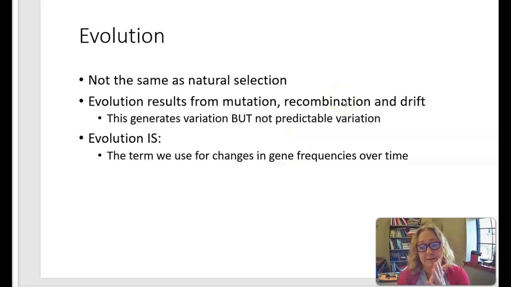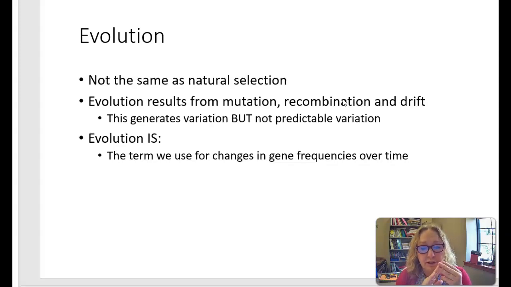Hello, modelers. Let's have a quick video on this chapter. Evolution is not exactly the same as natural selection. That's very confusing. People get them confused. We are talking about natural selection as the process. Evolution results from mutation, recombination, and drift. All things that we will talk about.